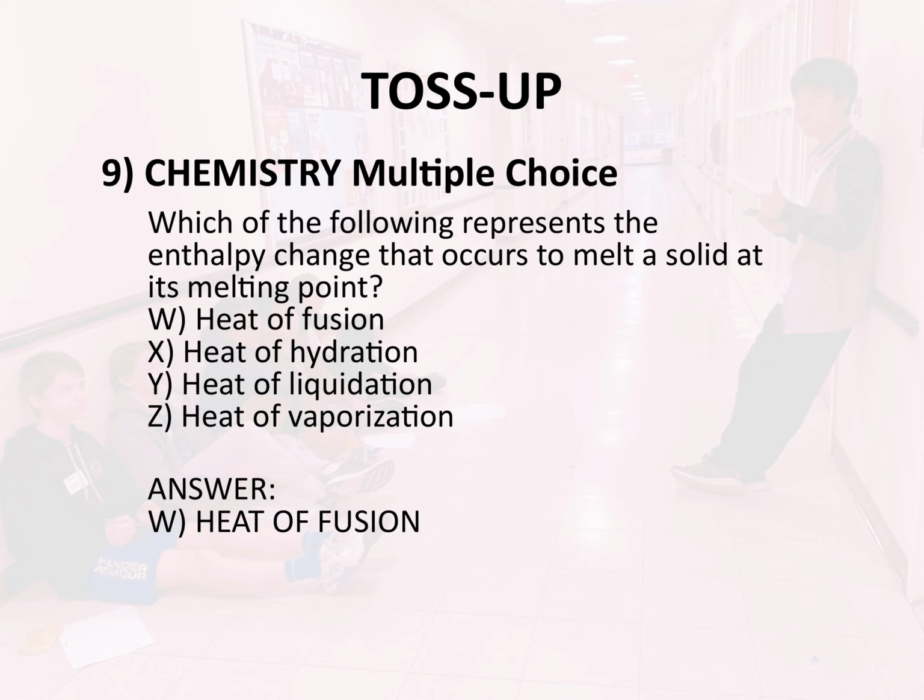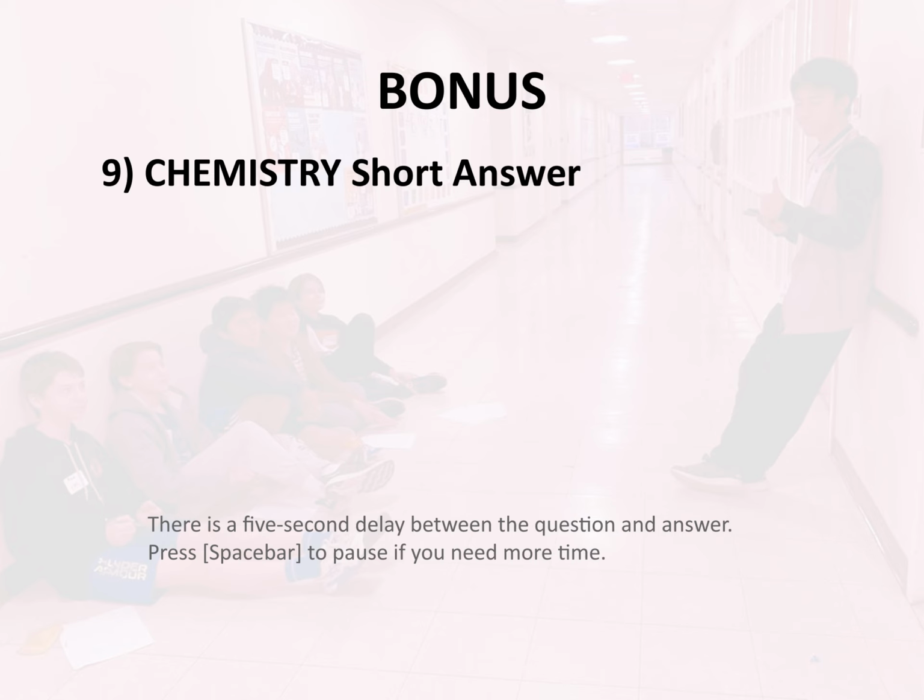Bonus 9. Chemistry. Short answer. A gaseous mixture of nitrogen, oxygen, and argon have mole fractions of 0.25, 0.65, and 0.01, respectively. What is the pressure in atmospheres of nitrogen if the total pressure of the mixture is 4.0 atmospheres? Answer: 1.0.